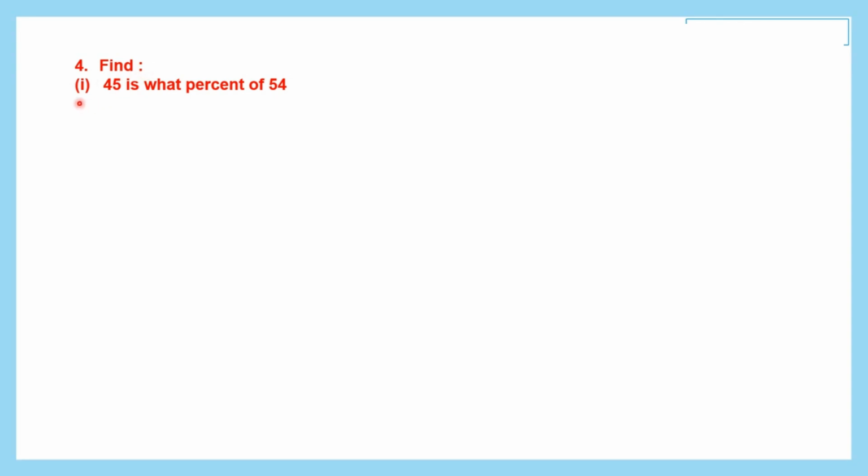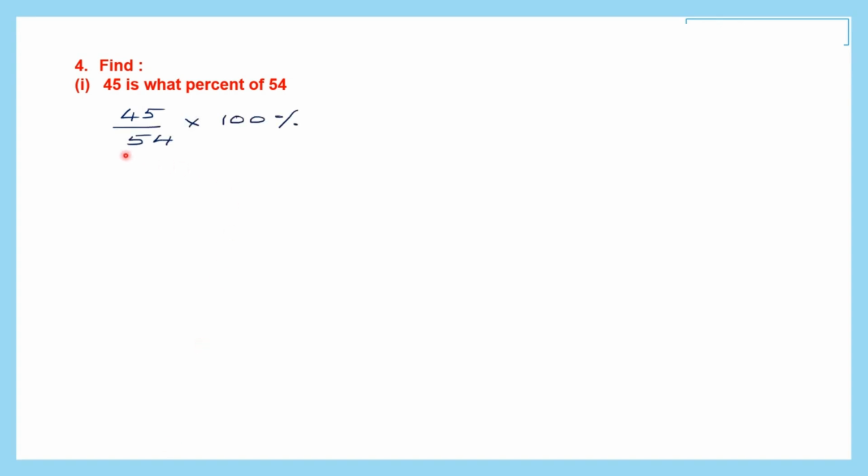Question 4. Find the first one. 45 is what percent of 54? In this case, we have to say 45 by 54, 45 by 54 into 100%. So here we need to work out.